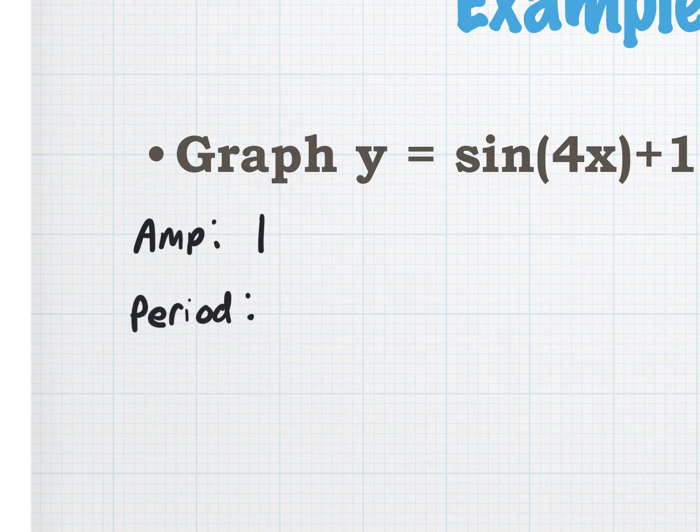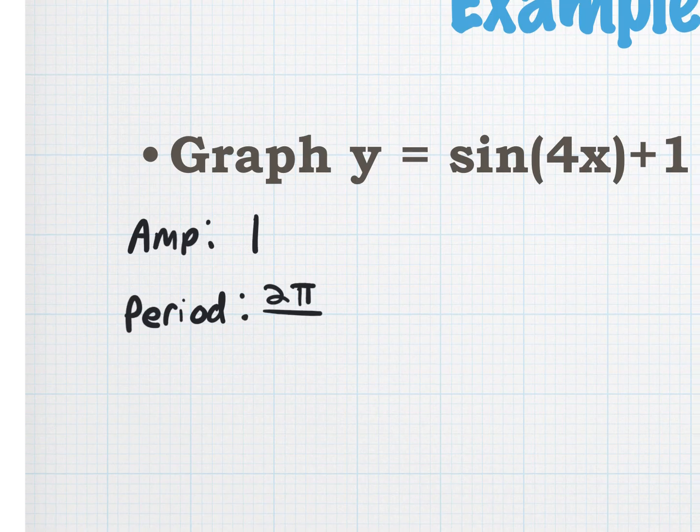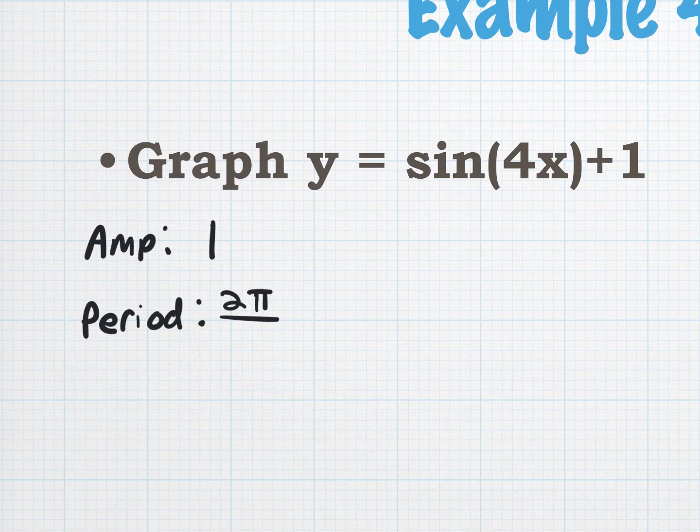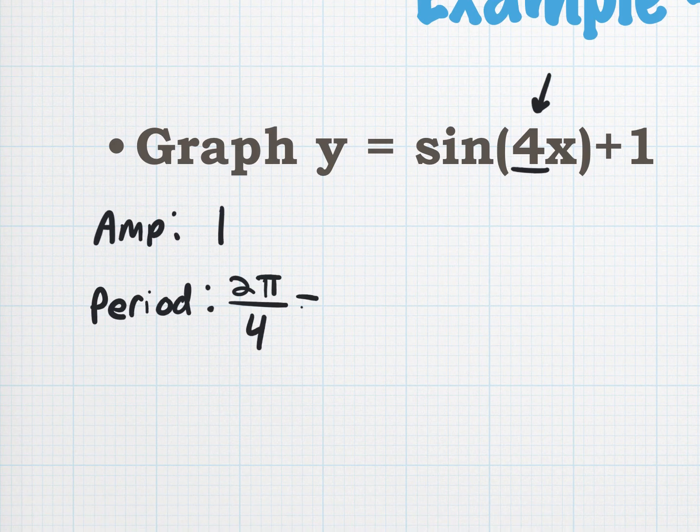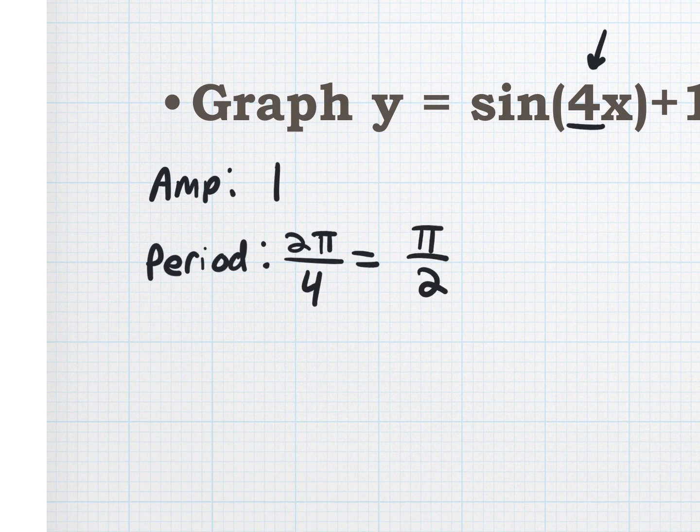All right, and then let's find the period. How do we find the period? Okay, 2 pi over what number? It's whatever you see on the inside with the x. So if there's a 4 in front of the x, it's going to be 2 pi over 4. How does that simplify? Good, right? So it's going to be pi over 2.